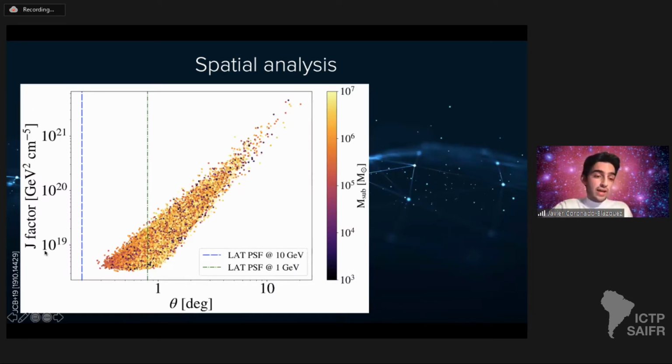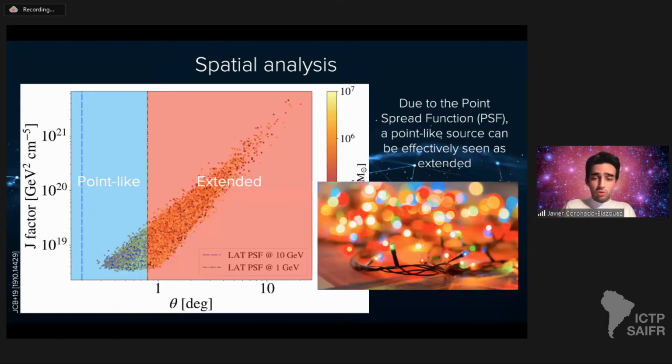Here we have, again, the J factor, the brightness in gamma rays, and the x-axis is the angular extension, the angular size, integrated up to the scale radius. And the color code, again, is the mass, although you see that there is no dependence at all with the mass. It's all mixed. And it's worth noting that these lines here are the point spread function of the instrument.